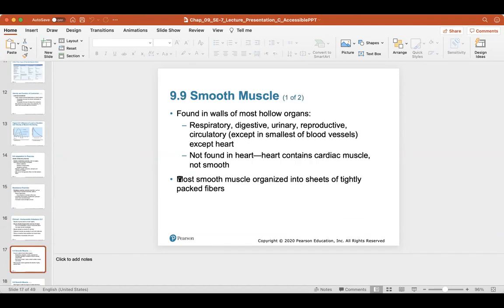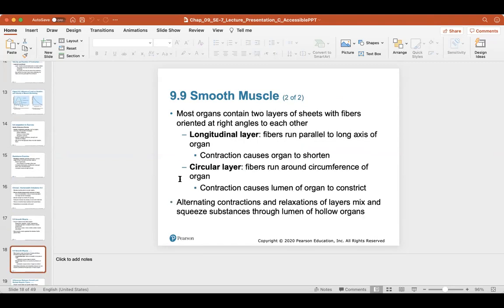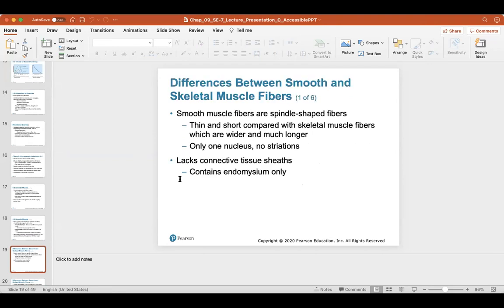Smooth muscle is found, like we talked about, in most hollow organs. Smooth muscles have two layers of sheets we call the longitudinal and circular layers, and their contractions in both layers either cause the muscle to shorten or to constrict. Alternating contractions and relaxations of these muscle layers will eventually squeeze substances through the lumen of hollow organs like your digestive tract.